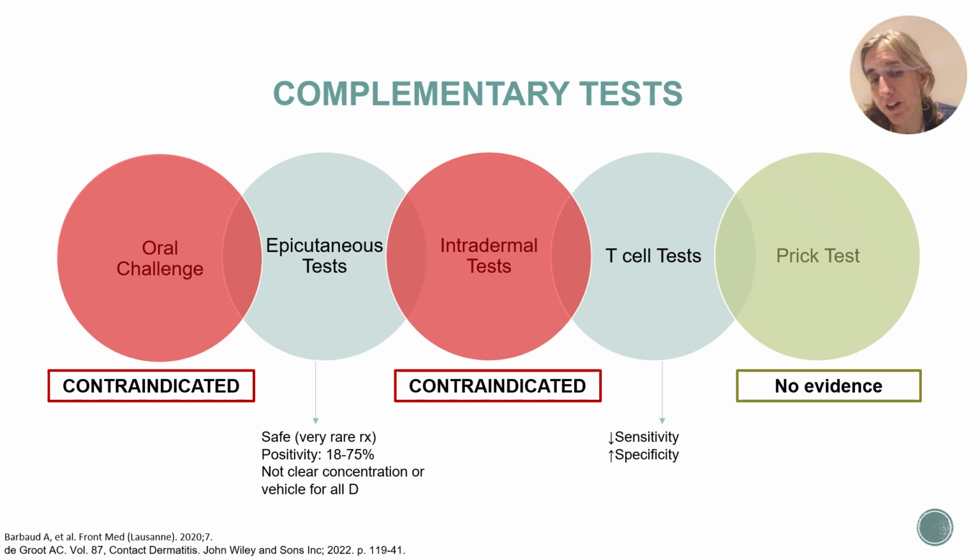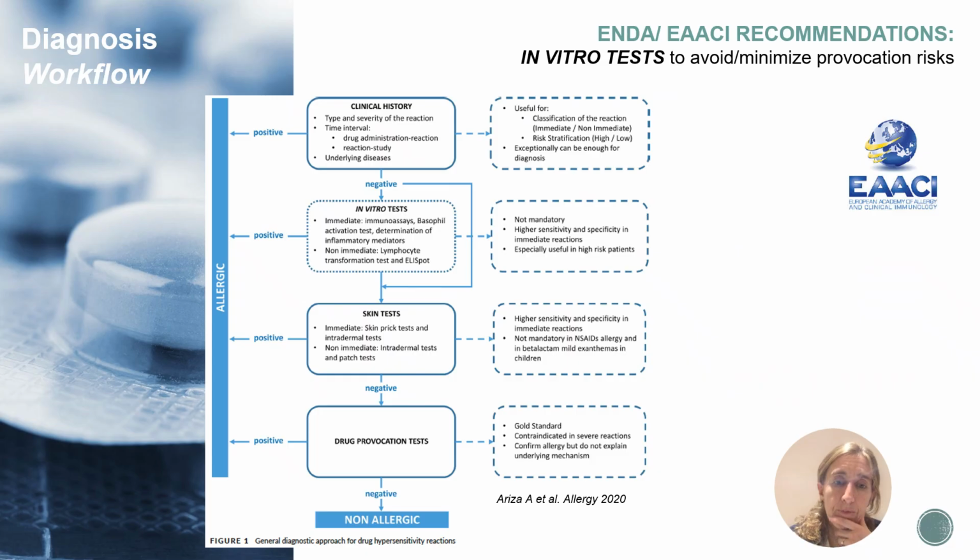The positivity ranges from 18 to 75 percent, depending on the drug and the series reported. And one of the issues is that the concentration or the vehicle is not clear for all the drugs. Regarding the T-cell test, it's true that the sensitivity is quite low. It really depends on the drug and the framework, and the time lapse between the reaction and the test. But it's also true that the specificity is really, really high.